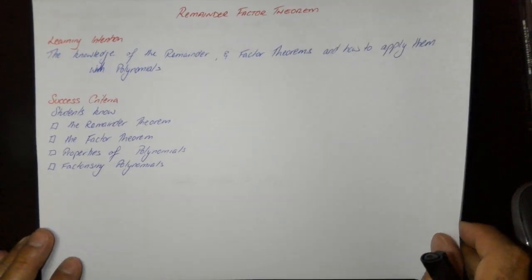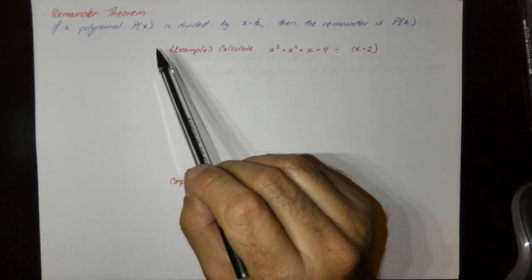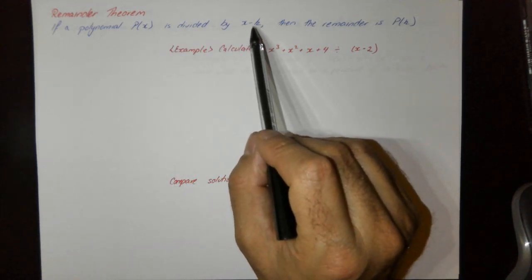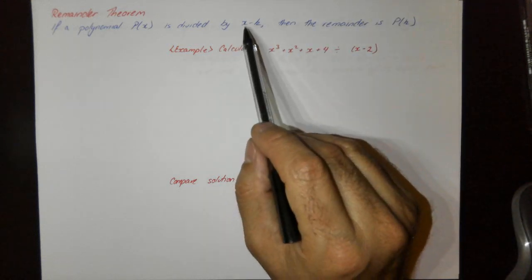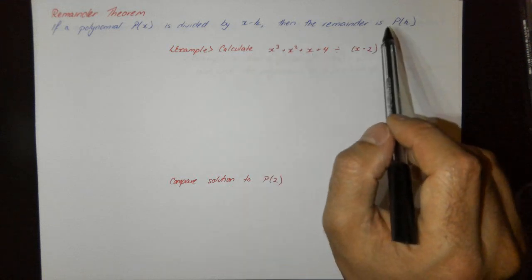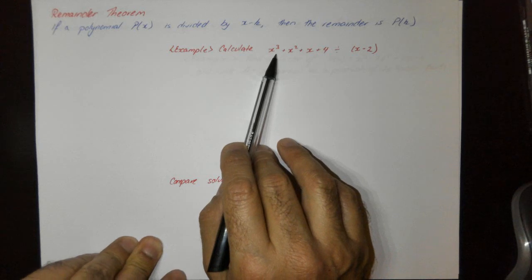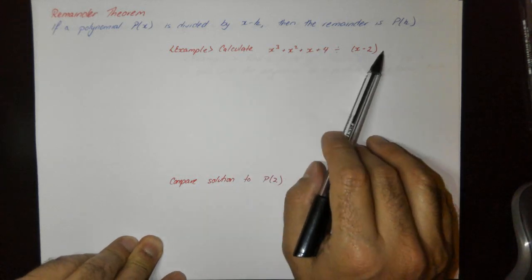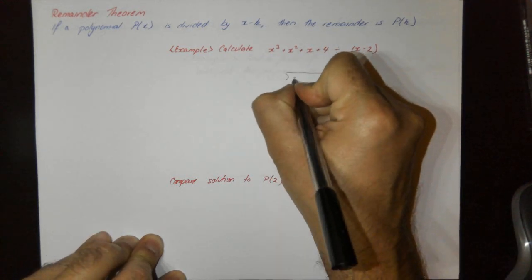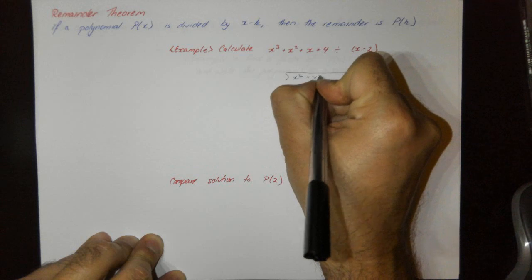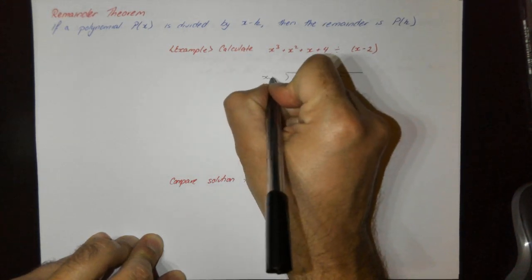Okay, so what the remainder theorem says is, if a polynomial p of x is divided by x minus k, then the remainder is p of k. Obviously if this was x plus k, then the remainder would be p of negative k. So let's try. Here's our dividend and here's our divisor. Let's divide this. We've got x cubed plus x squared plus x plus 4. Let's divide by x minus 2.